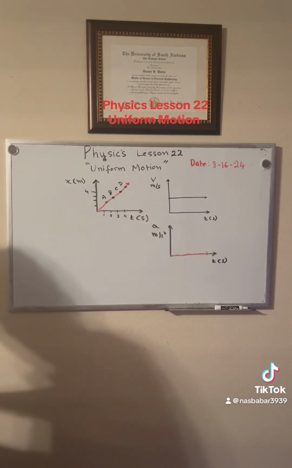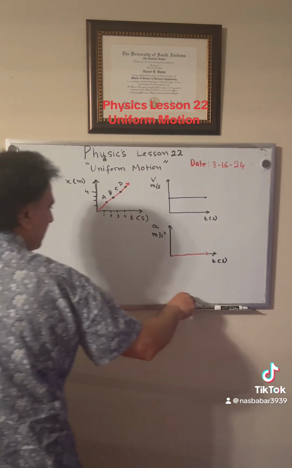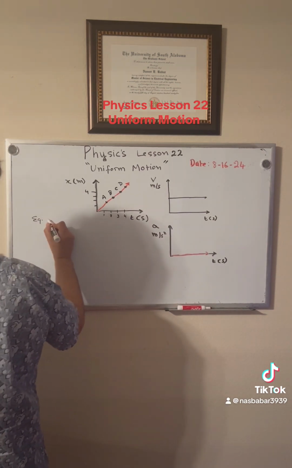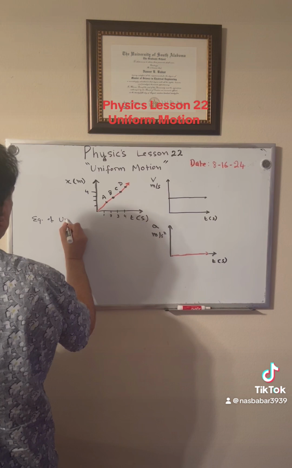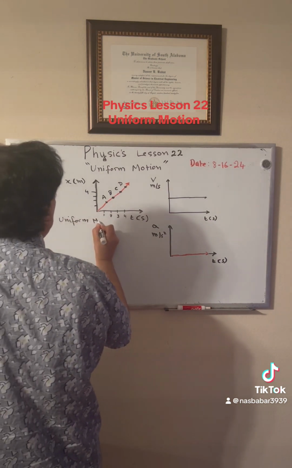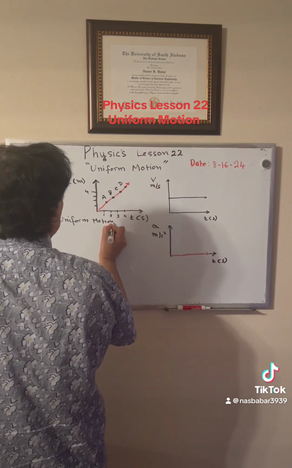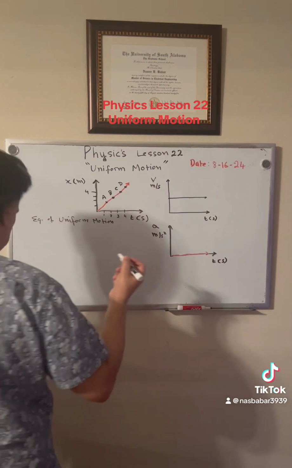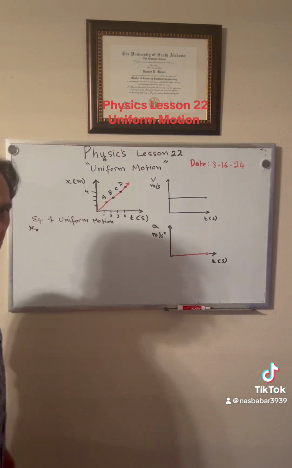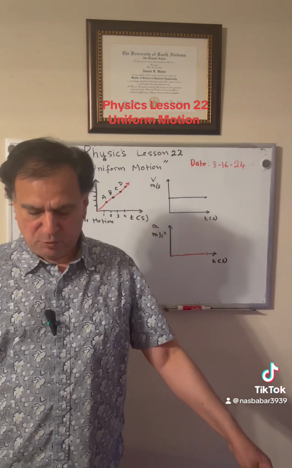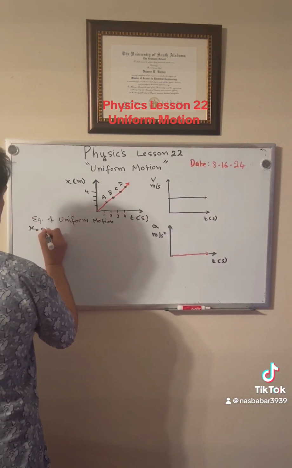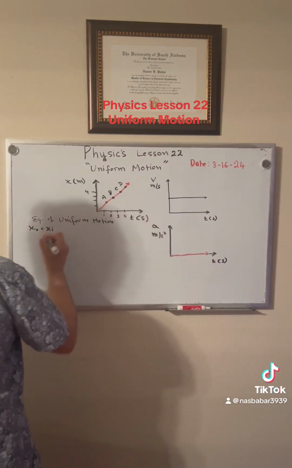Okay, and that formula, let me write this down right here: equation of uniform motion. Now in your books it might show, let's say, x0 is your initial point. That's where you are right now. I'm right here. This is my initial point. In some books, they will also show this as xi, so don't get confused.